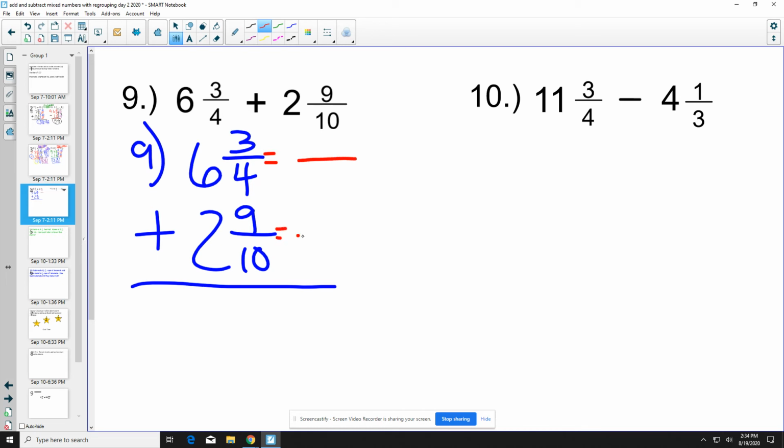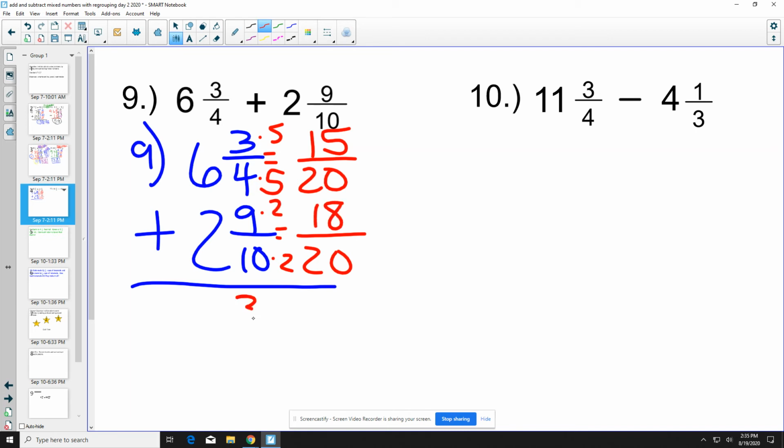We're trying to find a common denominator between 4 and 10. So the least common denominator is going to be 20. You could also use 40, you'll just have to do reducing. Okay, 4 times 5 is 20, 3 times 5 is 15. See if you got 15 20ths if you use 20 as your denominator. Here, 10 times 2 is 20, so 9 times 2 is 18.